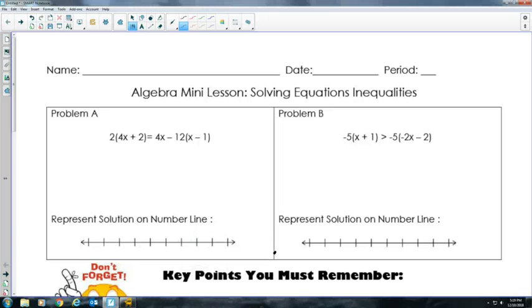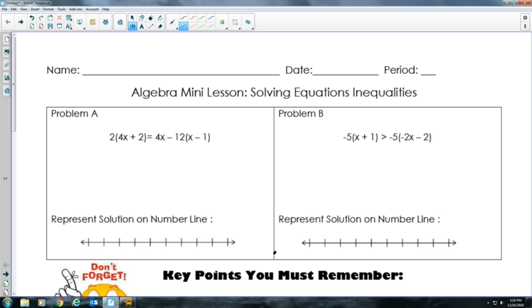Algebra mini lesson, solving equations and inequalities. I'm going to go through a couple of practice problems with you, a couple of reminders, and then you will work on 4 practice problems on your own, then come back to the video and check your work.